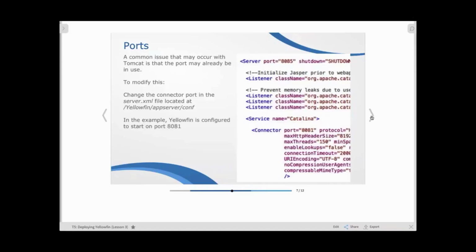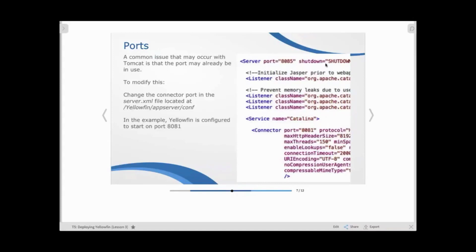But if it's taken, then you will find out when you start the Yellowfin batch file, it starts and it quits immediately and complains that there's a JVM bind address already in use. So if you see that in your logs, then you know that that port's already been taken, and you probably need to change the port and have it start up on a different port.